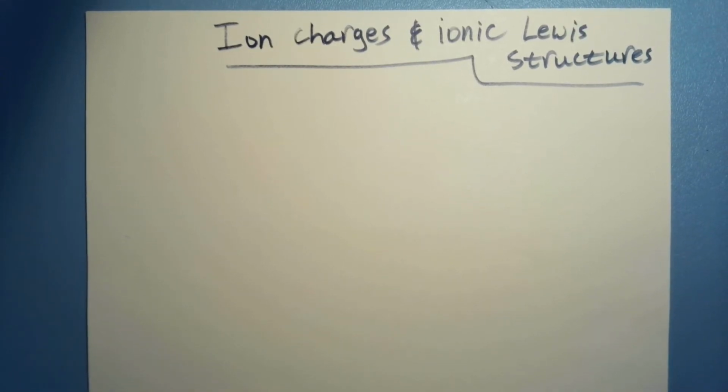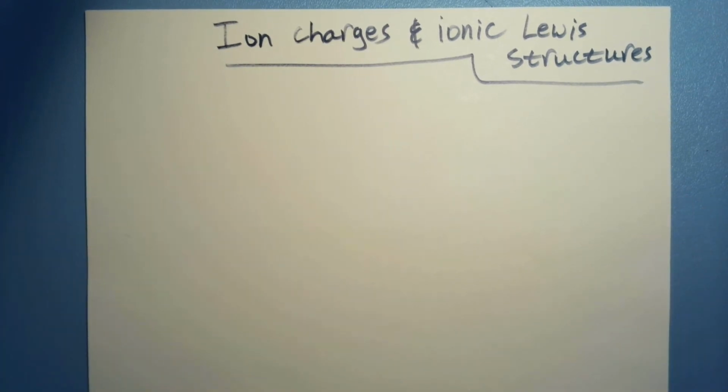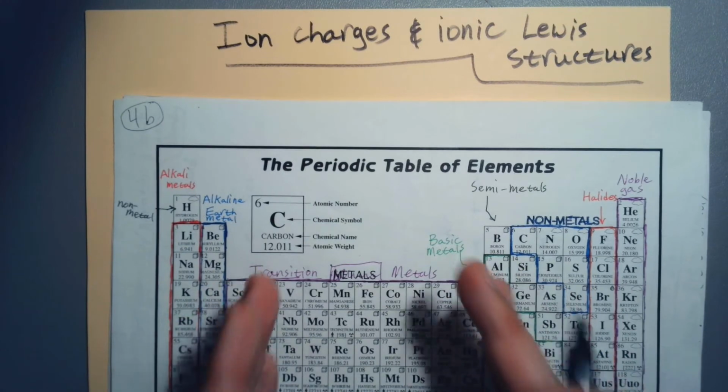Okay, so in the last video we talked about covalent compounds, but this section is about ionic and covalent. So now we're going to talk about ionic compounds. We use the periodic table to figure out how many bonds an element would make. Well, we can also use the periodic table to tell us what the charge of an ion is going to be, so long as it isn't in the middle.